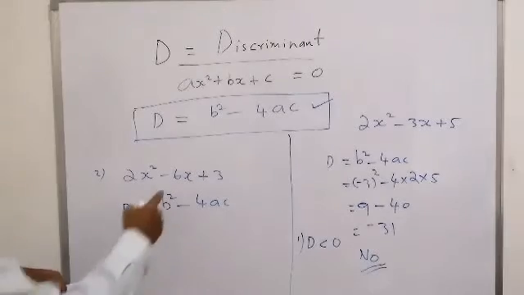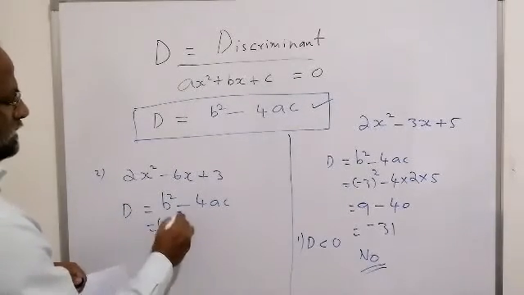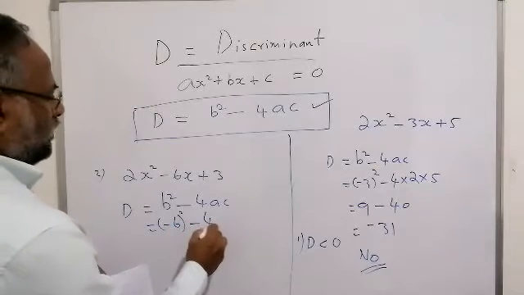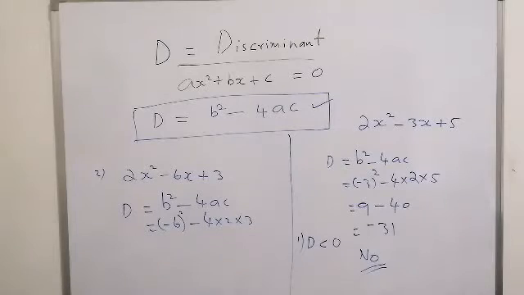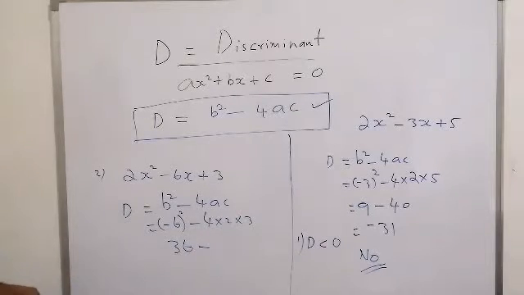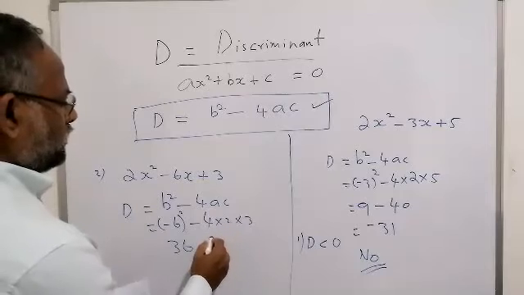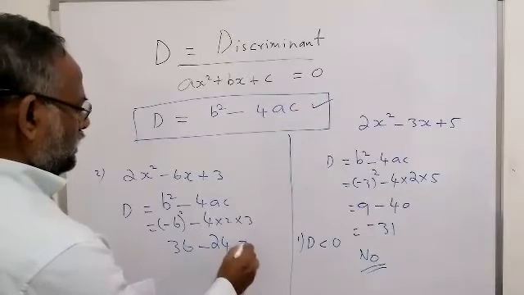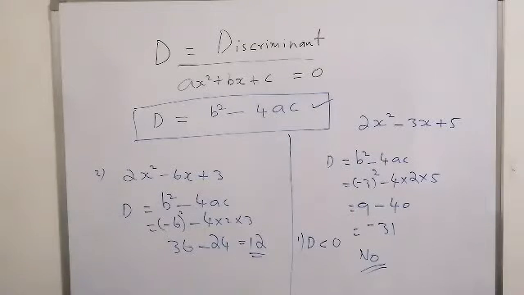So what is B? B is minus 6. That means minus 6 square minus 4 into 2 into 3. 6 sixes are 36 minus 8. 4 twos are 8, 8 threes are 24. That means exactly 12.